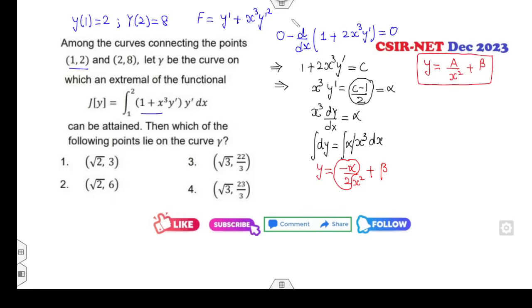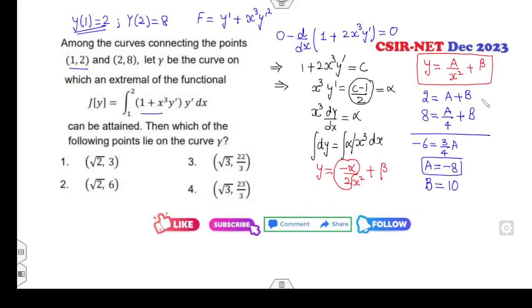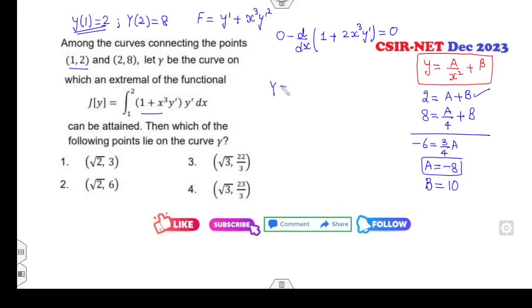Is it okay? Now you can substitute the values. y of 1 is 2, so 2 equals a plus b. y of 2 is equal to 8, that is a over 4 plus b. Now you can subtract them. It's minus 6, so it's 3 over 4 a. So a will be minus 8. Once you get a equal to minus 8, b will be 10 from the first equation. So what is your final solution? The solution will be y is equal to minus 8 over x square plus 10.